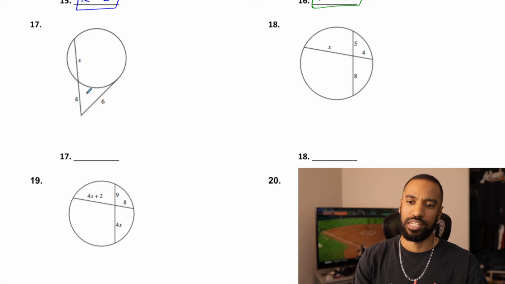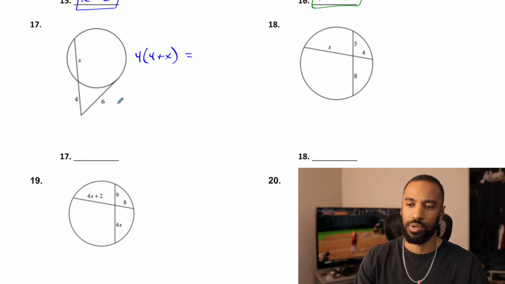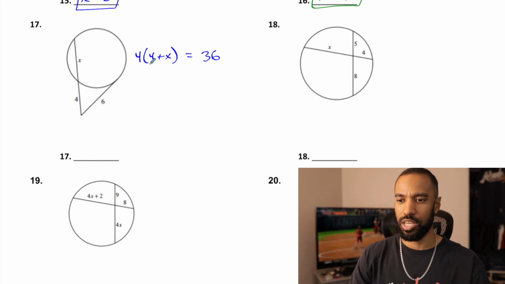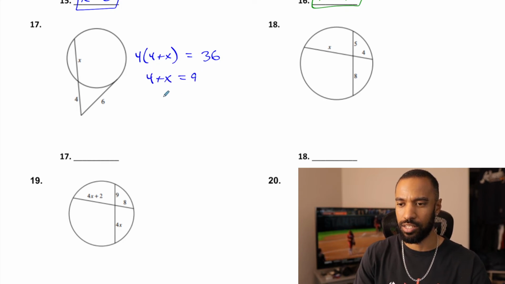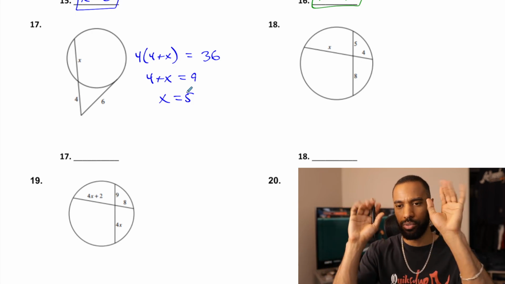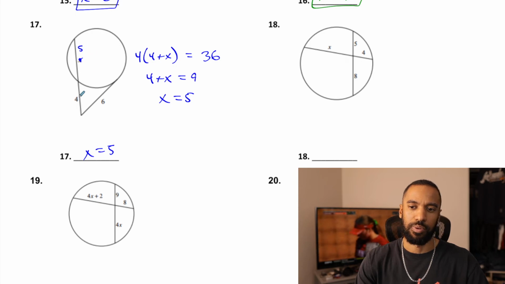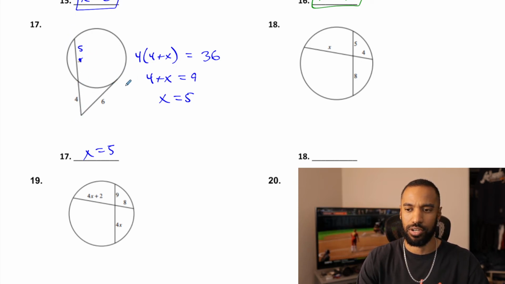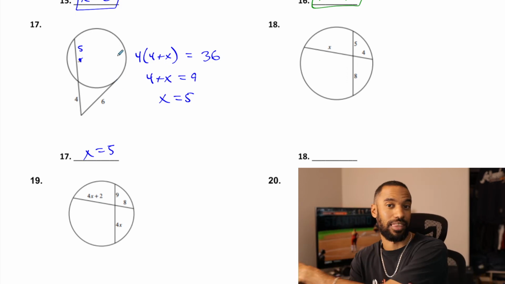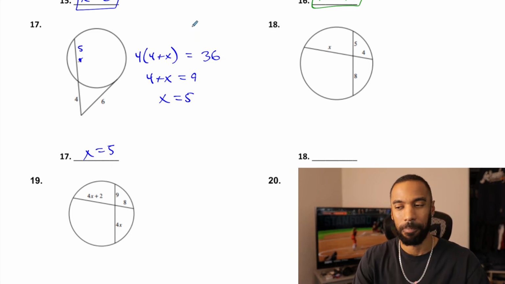Outside times whole equals outside times whole. 4 times 4 plus x equals 6 times 6. 6 squared is 36. Instead of distributing, this time let's divide both sides by 4. So 4 plus x equals 9. Subtract 4, you get x equals 5. Woohoo! So let's just see if that works. It does, but let's see. Outside times whole is 4 times 9. That's 36. 6 times 6 is 36. That works. Maybe you don't know why that works based on the similar triangle talk I tried to mention before. But it does.